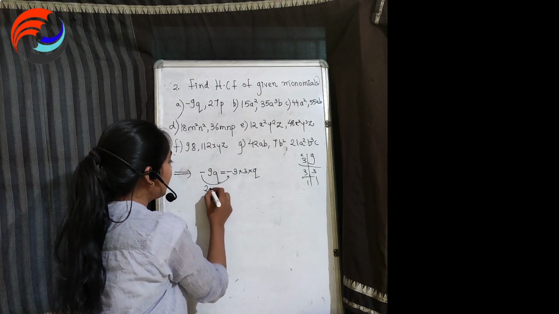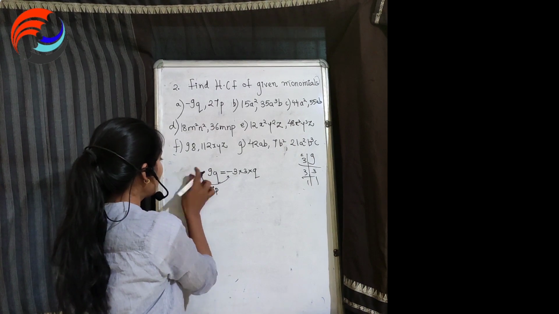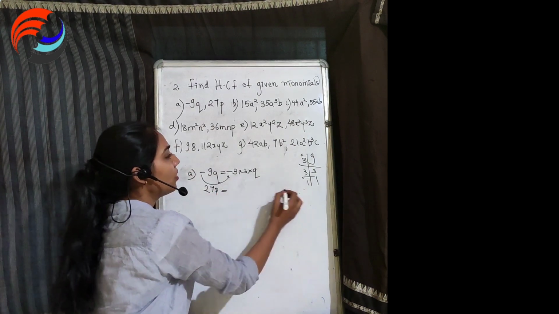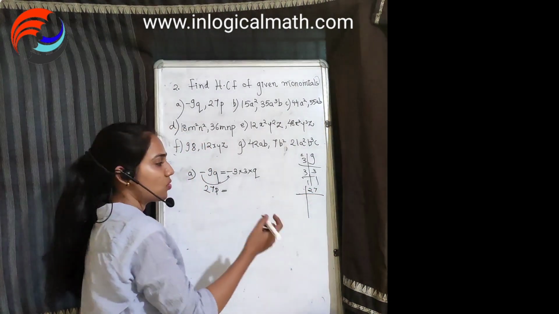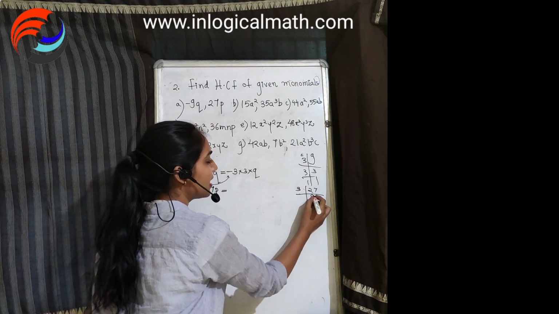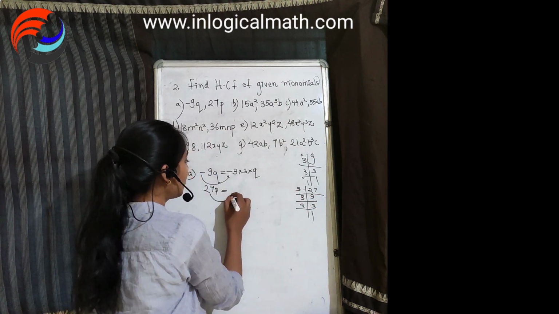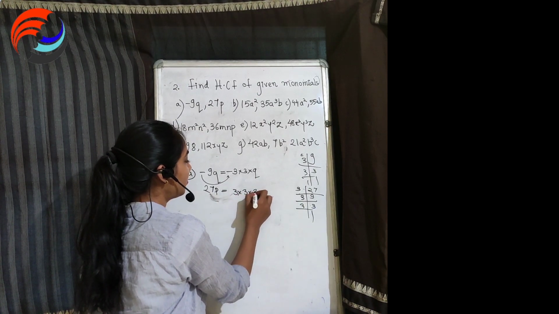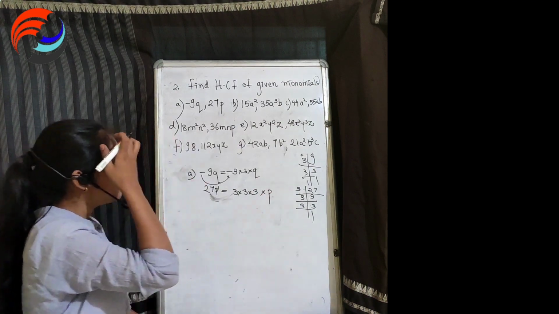Now 27p. Now for the factors of 27, we can't divide it by 2, so go for 3. 3 9s are 27, 3 3s are 9, 3 1s are 3. So instead of 27, write 3 multiply 3 multiply 3. P having power 1, so multiply it by p.